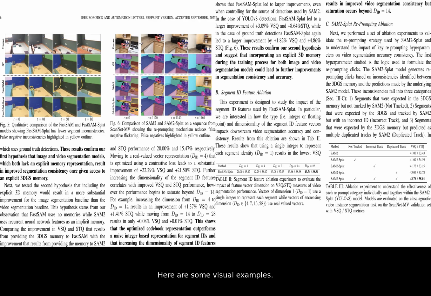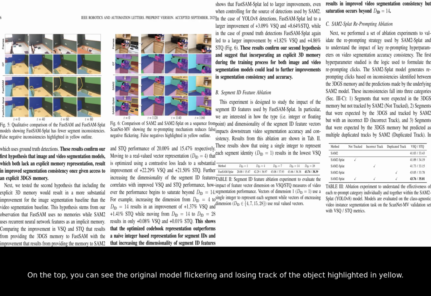Here are some visual examples. On the top, you can see the original model flickering and losing track of the object highlighted in yellow. On the bottom, the new FastSAM-Splat model, using its 3D memory, keeps a much more consistent track of it. The same improvement is seen here with the more advanced SAM2 model. The memory helps it avoid the false negative flickering that the original model suffers from.